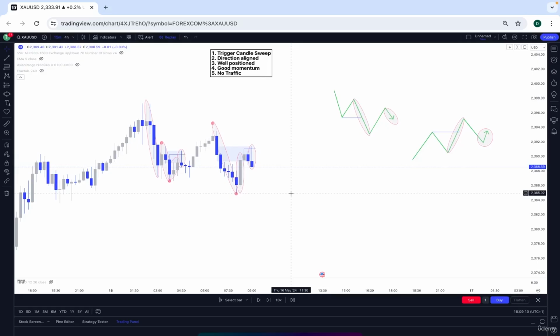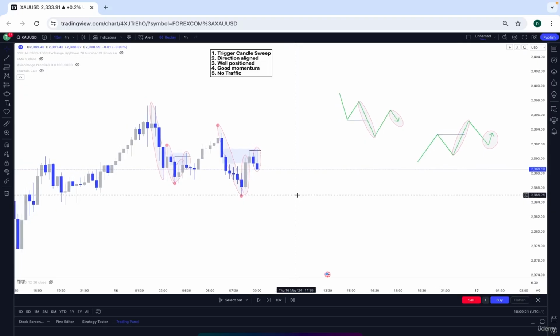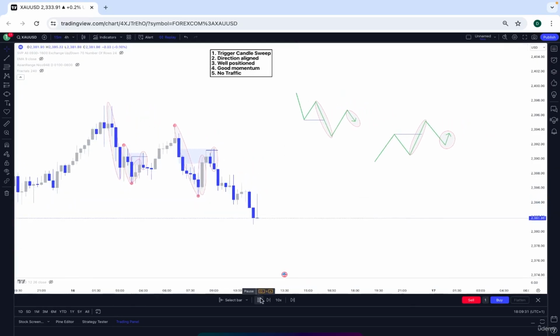And this is not an exact science. This is arguably the most discretionary element of the strategy, although it is still process based. So we're essentially relying on our experience to identify whether something is a strong candle or a corrective nature. Let's move on to the next one.